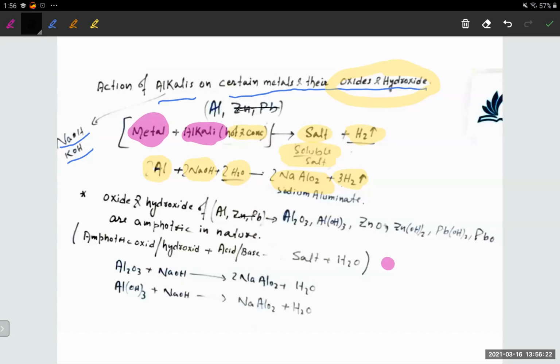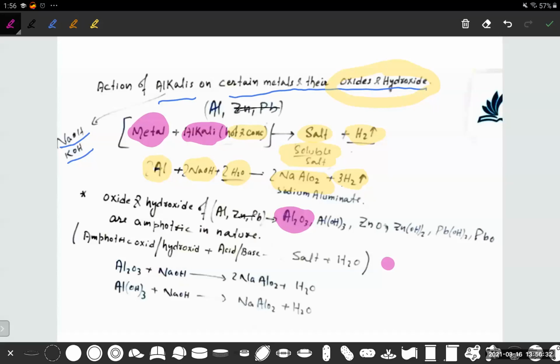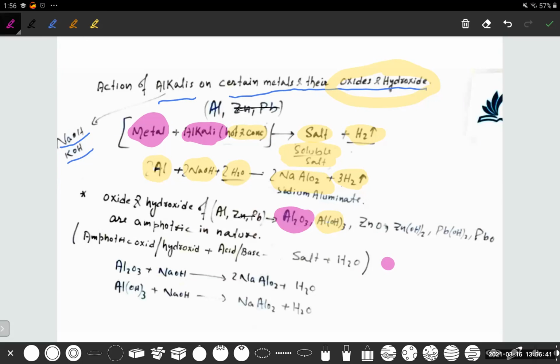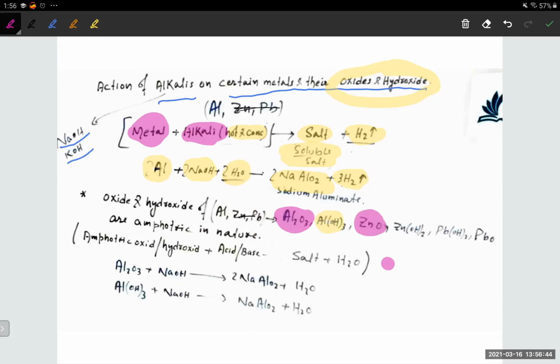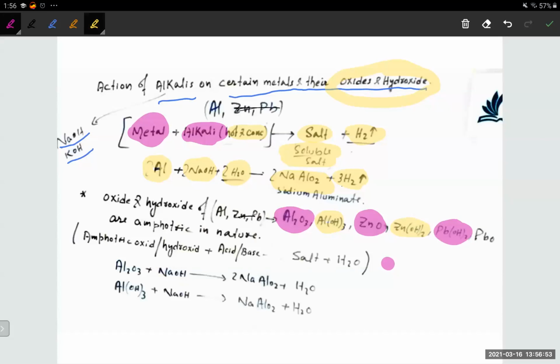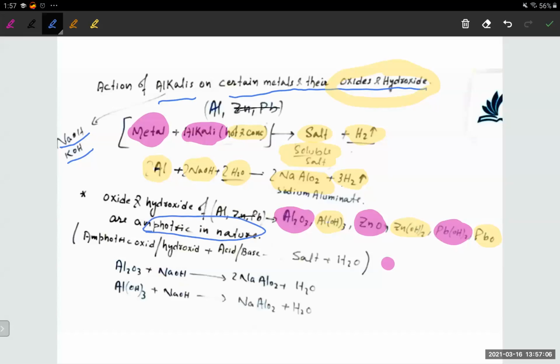Let's talk about the oxide of aluminium. As you all can see, I've already written the oxide of aluminium is Al2O3, aluminium oxide. Hydroxide of aluminium is Al(OH)3, that is aluminium hydroxide. The oxide of zinc is ZnO, that is zinc oxide. Hydroxide is Zn(OH)2, zinc hydroxide. Oxides and hydroxides, you can make them yourself even if you have not read the name. If you know the valency, just cross multiply and you have your oxides or hydroxides. They are amphoteric in nature.